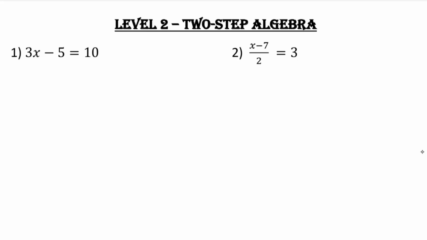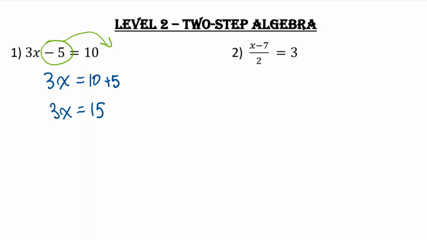Moving on to two-step algebra. Here we need to do this sequentially. I like to start with the term without the x. So I'm going to bring this -5 to the other side. It becomes a +5 on the other. Update that to 15. And now we've got a one-step problem. We've got multiplication. The opposite operation is division, so we divide both sides by 3, giving us 15 over 3, which is 5.